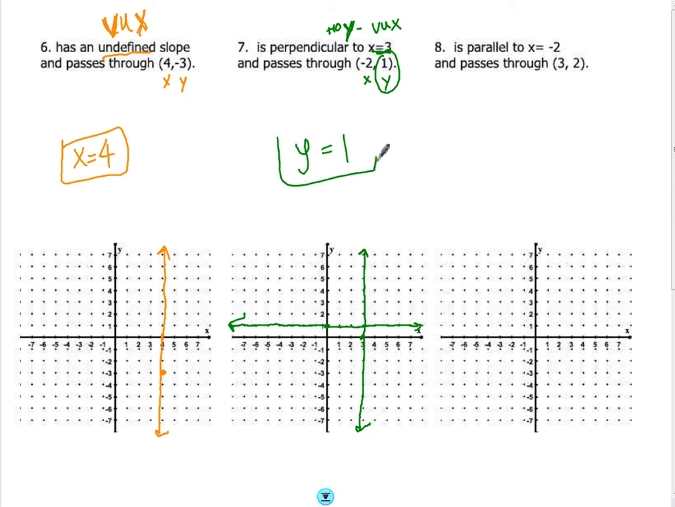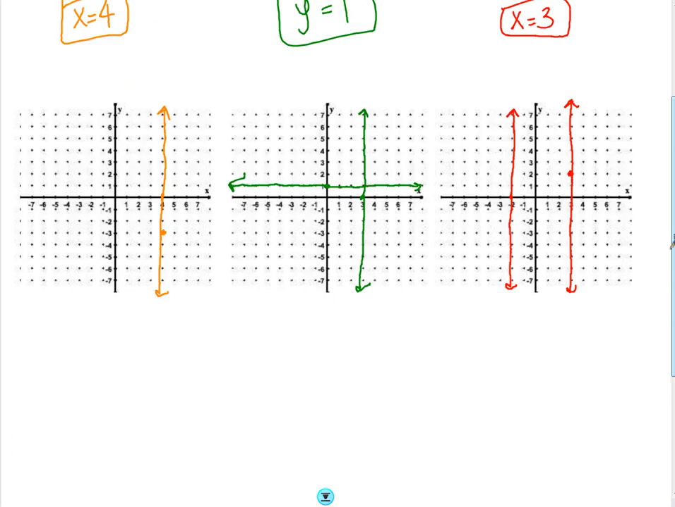Same thing here, parallel means I'm looking for a line parallel to this line, x equals negative 2, a vertical line, VUX. And because that's a vertical line, passing through the point 3, 2, and it's parallel, that means the slope is also undefined. Same slope. So going through the point 3, 2, it's also undefined and a vertical line that passes through the x-axis at 3. So x equals 3. Alright, so that finishes our notes here on 3.4 and 3.5, 3.5 specifically.